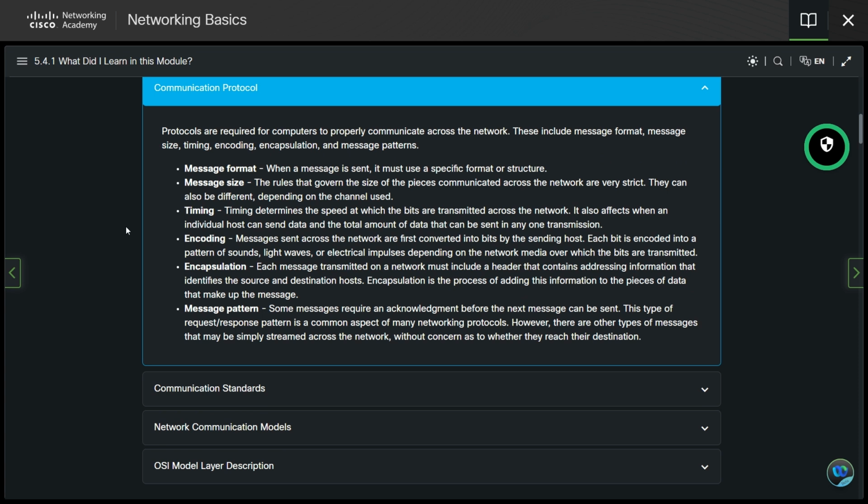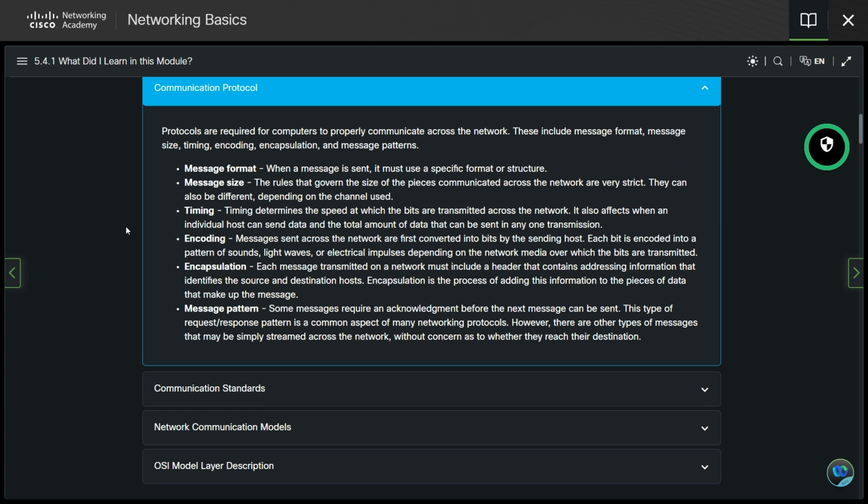Timing. Timing determines the speed at which the bits are transmitted across the network. It also affects when an individual host can send data and the total amount of data that can be sent in any one transmission.